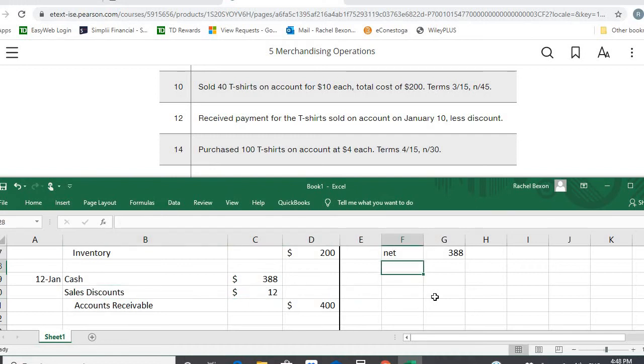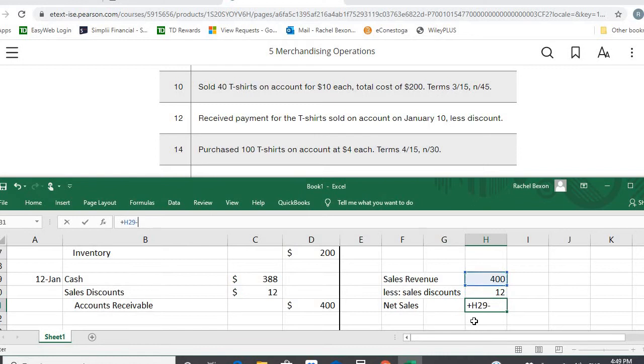And if you were to look at your income statement, what you would see is sales revenue. And I'm just going to give an example for this question alone. Sales revenue of $400 less sales discounts of $12, which would leave us with a net sales figure of the amount we received, $388. Now management can tell how much the original sale was for and how much was received in discounts.